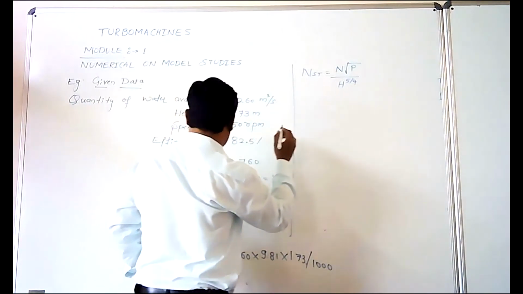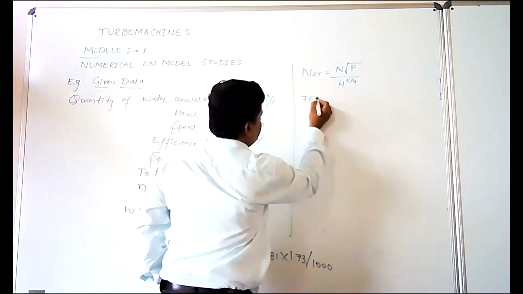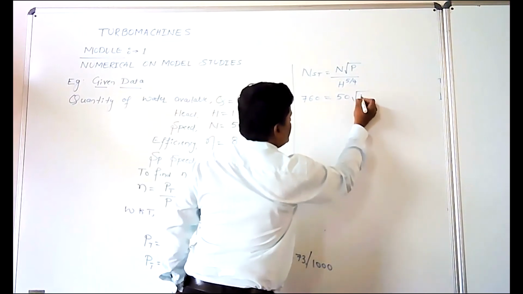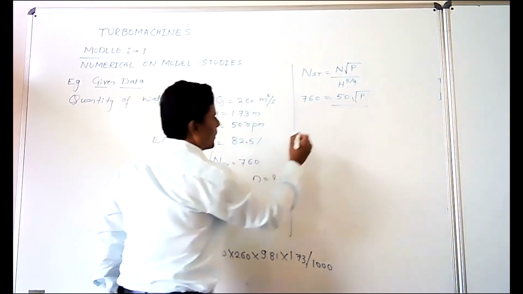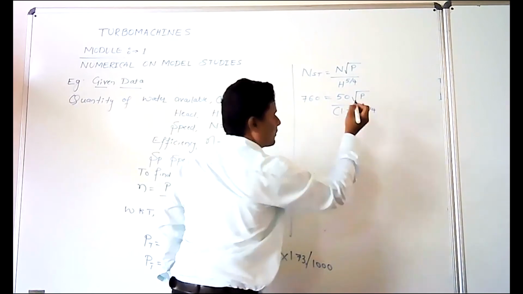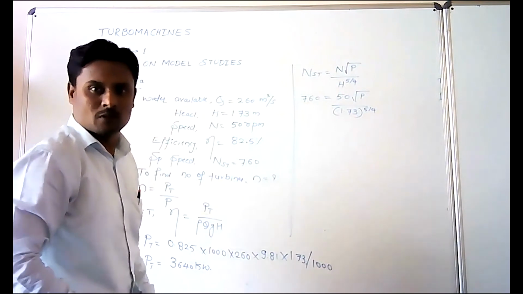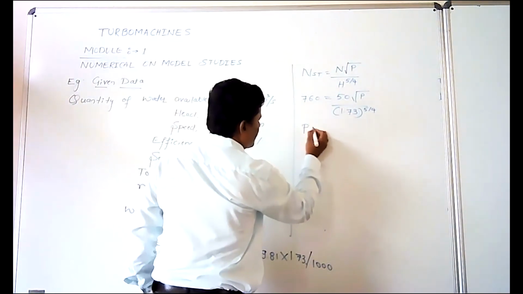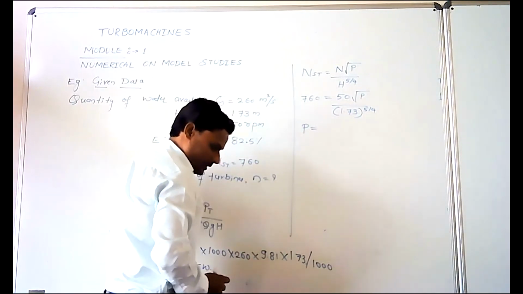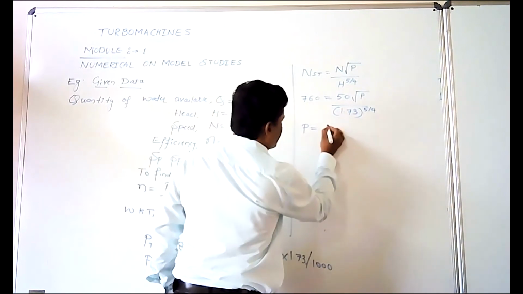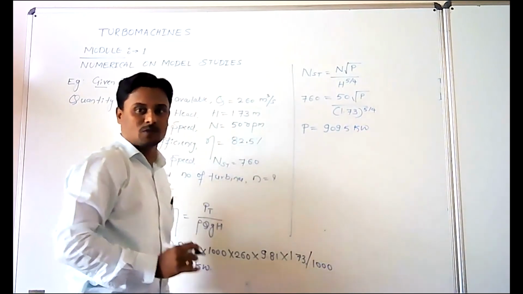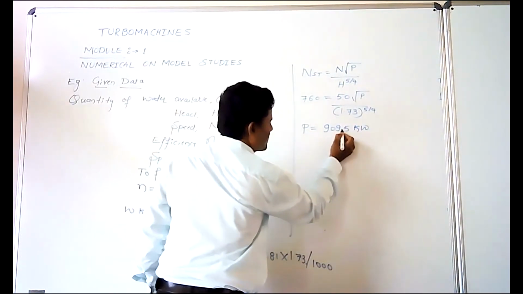So N_ST is 760, equal to N, in rpm, 50, into root of P, divided by H, 1.73, raised to 5 by 4. So the value of P is around 909.5, in terms of kilowatts.